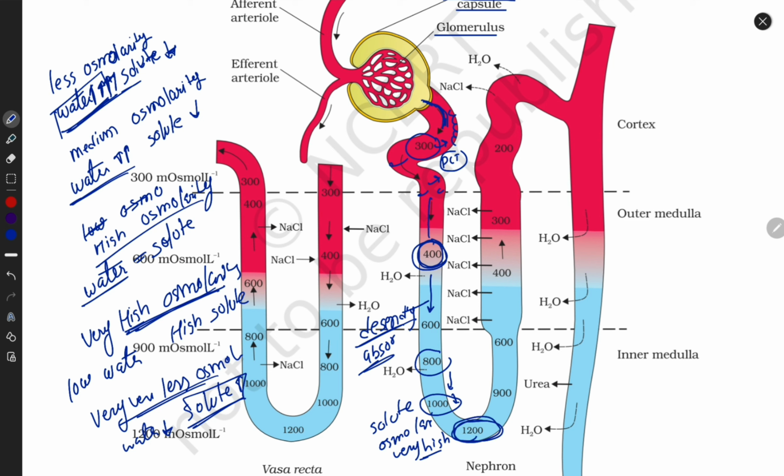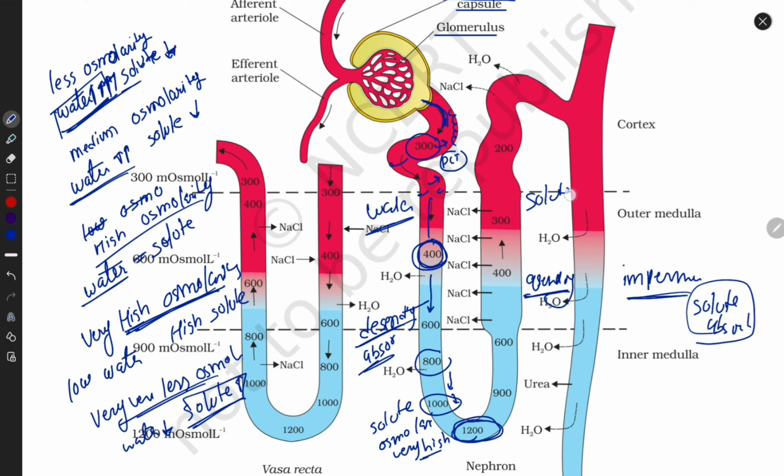And now what happens in the ascending limb of the loop of Henle? The ascending limb is specific: it is impermeable to water. Here no water is absorbed, only solute is absorbed, guys. This is the place for solute absorption. Here water is absorbed, and here solute is absorbed.